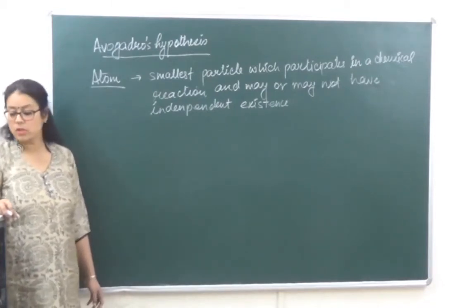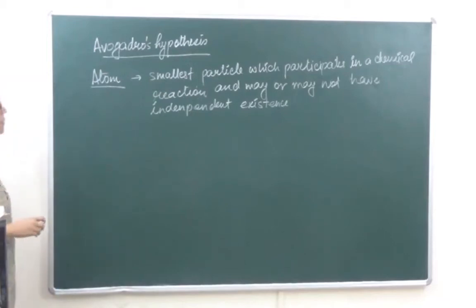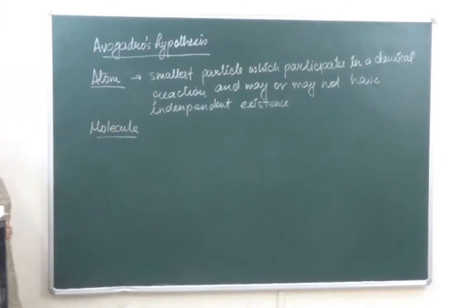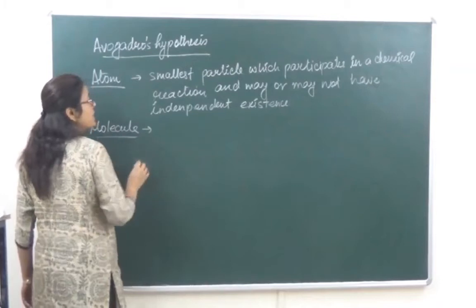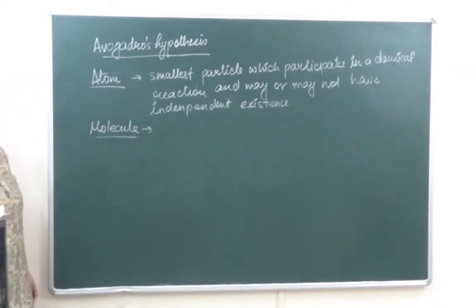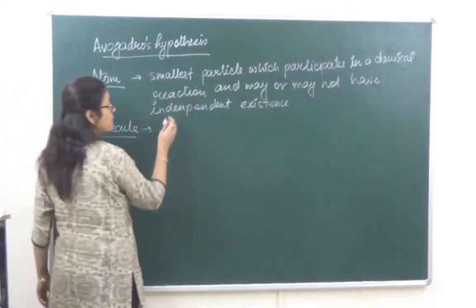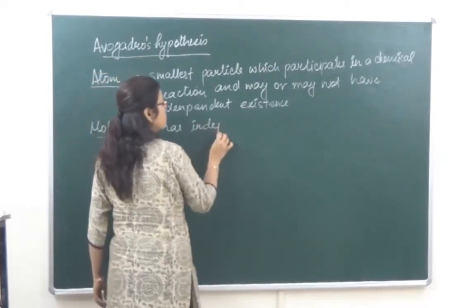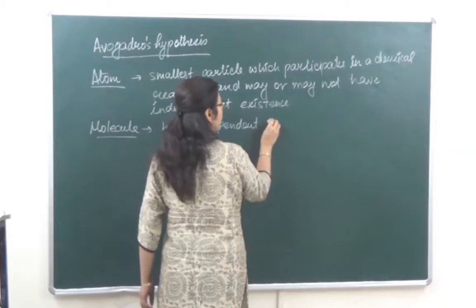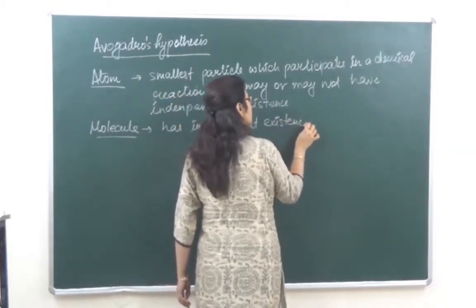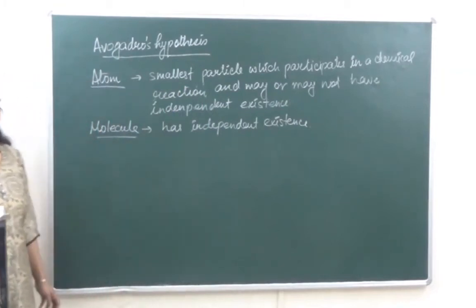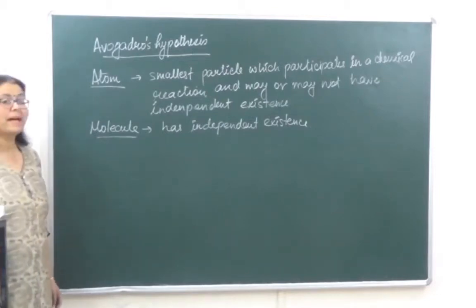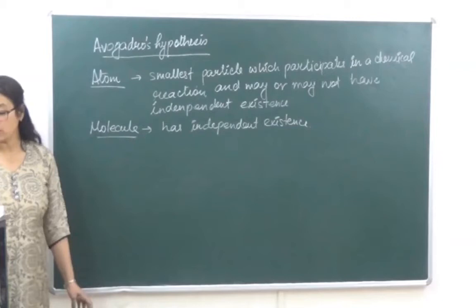Then the second particle which he said was molecule. So he says molecule is again the smallest particle which participates in a chemical reaction, but the difference is that a molecule has independent existence, right? So molecule basically is nothing but compound atoms as was put forward by Dalton. Atoms combine together to form a molecule.